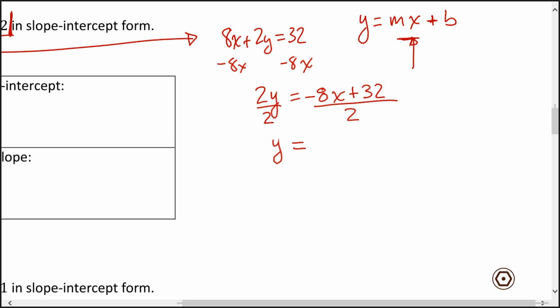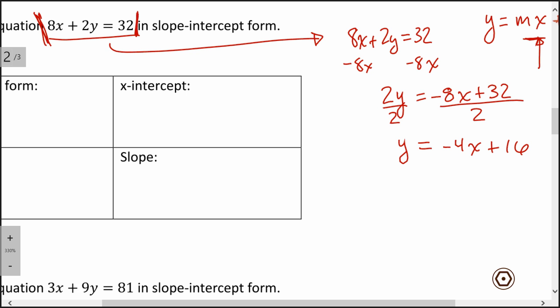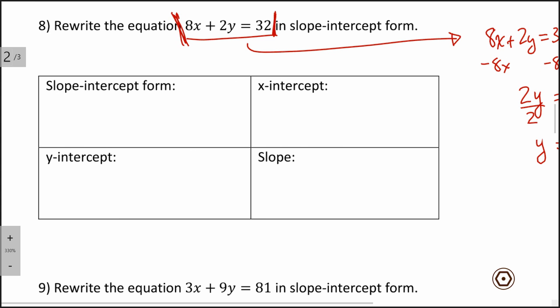So what I'm going to do is divide each of them by the 2. That's a common factor in each term. So negative 8x divided by 2 is negative 4x, and 32 divided by 2 is a positive 16. So this is slope-intercept form, and I'm going to go ahead and write it here for my answer. It was minus 4x plus 16. So we'll just write this right here. Y equals negative 4x plus 16.